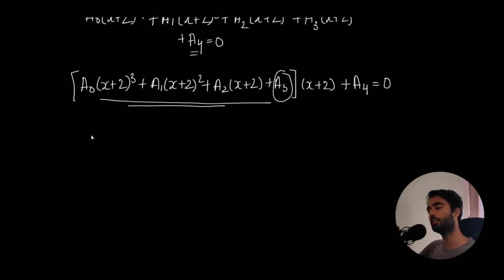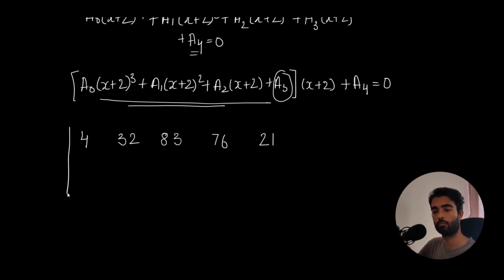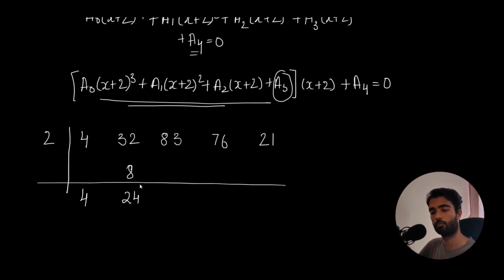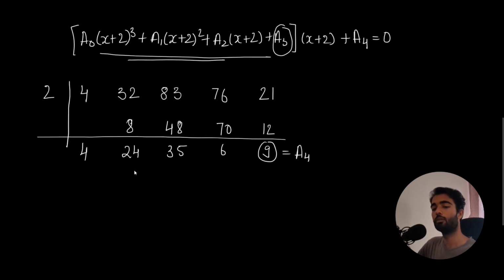In long division, I need to write a lot of things. So what I'm going to do is not use long division and use synthetic division. If you have not watched my video on synthetic division, please do watch it. So we find that a4 is actually going to be 9. Then again, these are the coefficients for the next equation, and as you know, we are again going to divide this by 2.